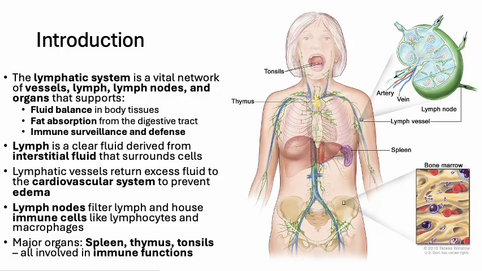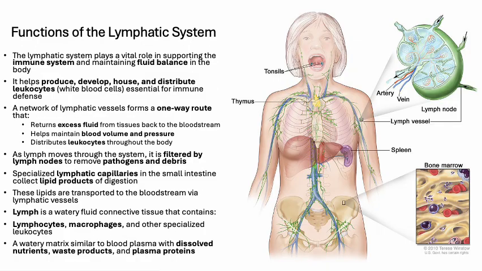Perhaps most critical, the lymphatic system plays a major role in immune defense. As lymph travels through the lymph nodes, it is monitored by white blood cells, mainly lymphocytes and macrophages, that can recognize and respond to pathogens like bacteria, viruses, or abnormal cells. In addition to lymph nodes, there are major lymphatic organs like the spleen, which filters blood and stores immune cells, the thymus, where T-cells mature, and the tonsils, which are among the first line of defense against inhaled or ingested pathogens.